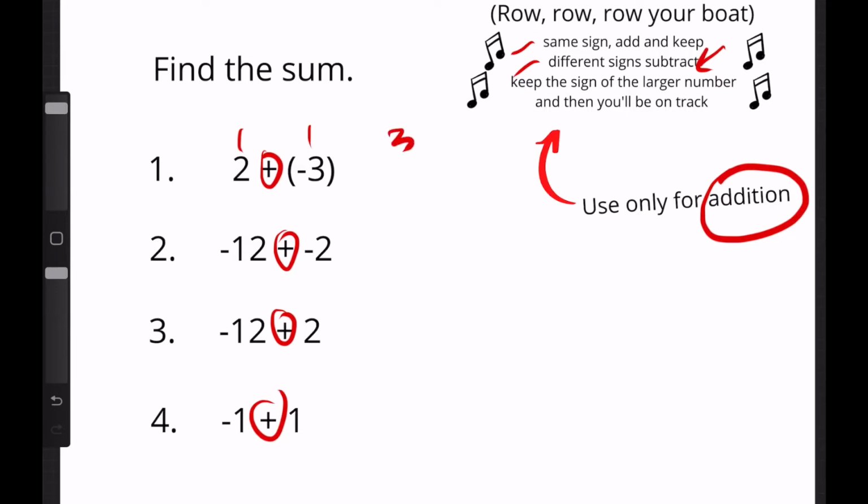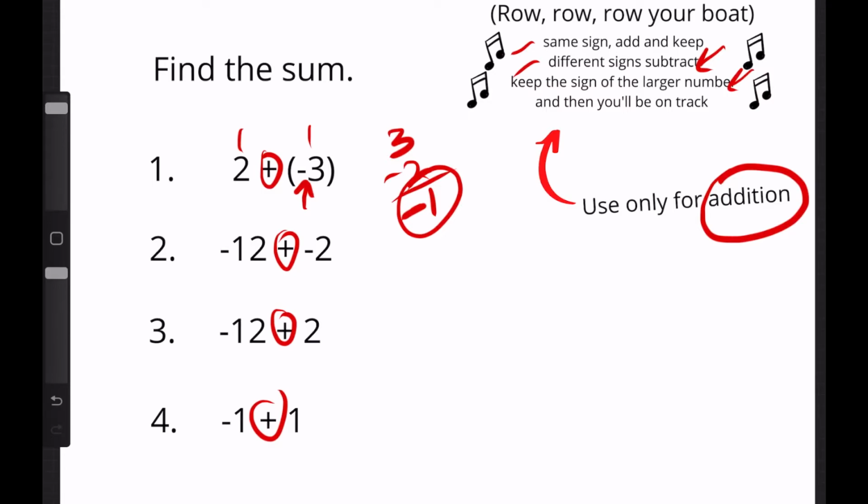We've got a 3 here and a 2, and we're going to subtract them. If we take 3 and we subtract 2, we're going to wind up with a 1. Now, which one's the bigger number, 3 or 2? Well, 3 is a bigger number. And what sign does 3 have? 3 has a negative. It's a -3. So we're keeping the sign of the larger number, right? So we're keeping the negative. So 2 plus a -3 is -1.